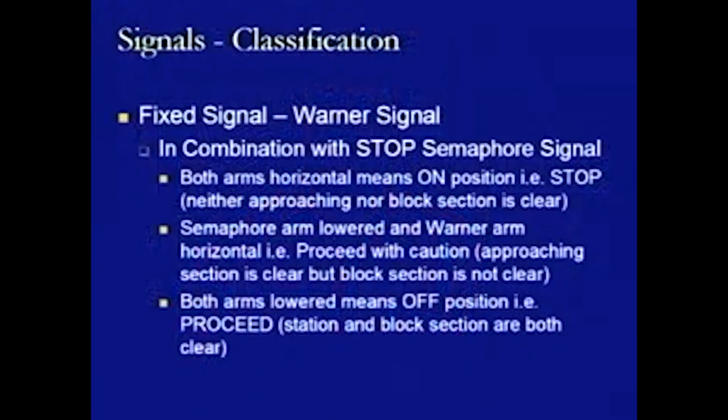In case both arms, that is the arm of the Warner signal and the stop semaphore signal, are lowered, then this is defined as the off position, and it is a condition where the train is allowed to proceed with full speed, and the section ahead as well as the block section are both assumed to be clear. So, that is why the train can move with complete speed in this case.